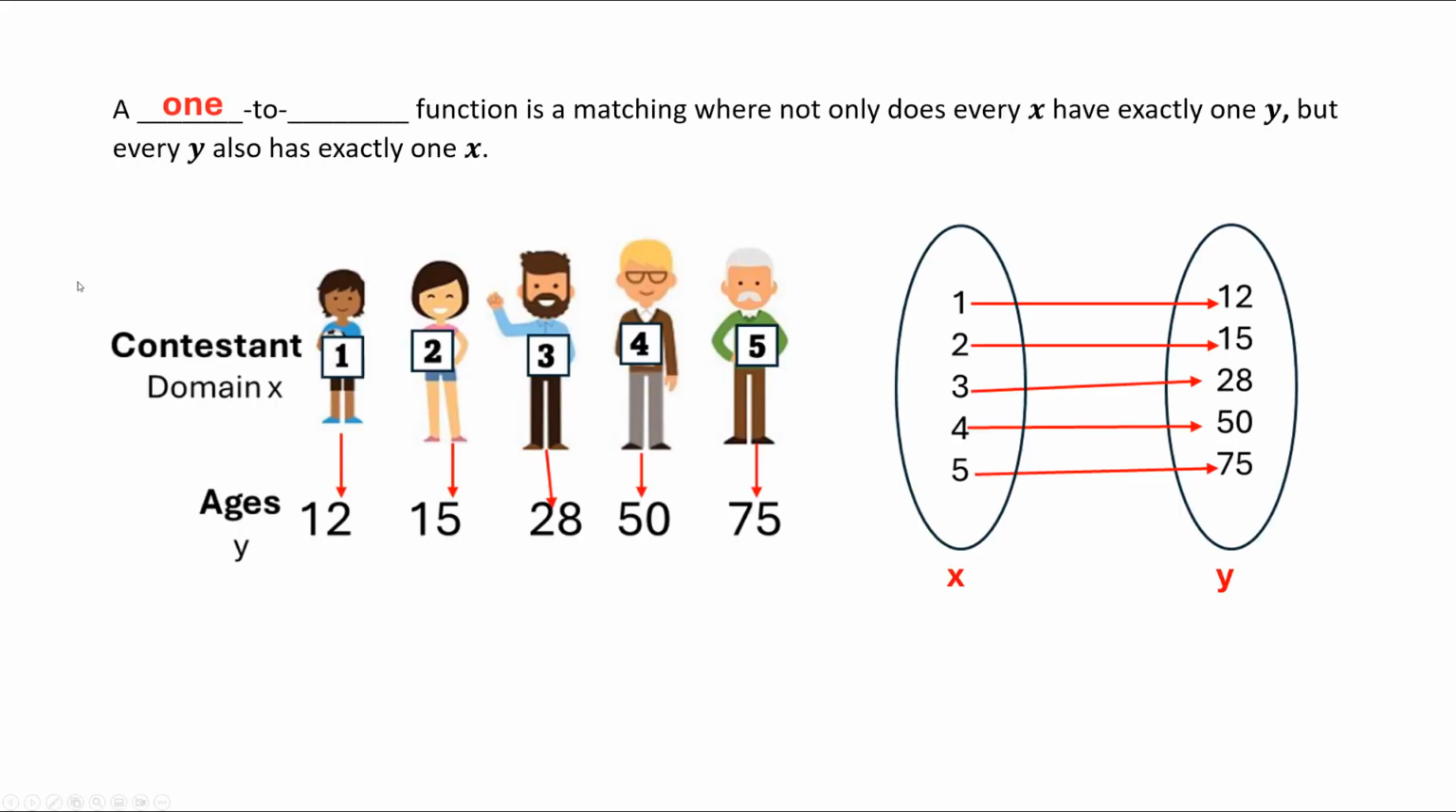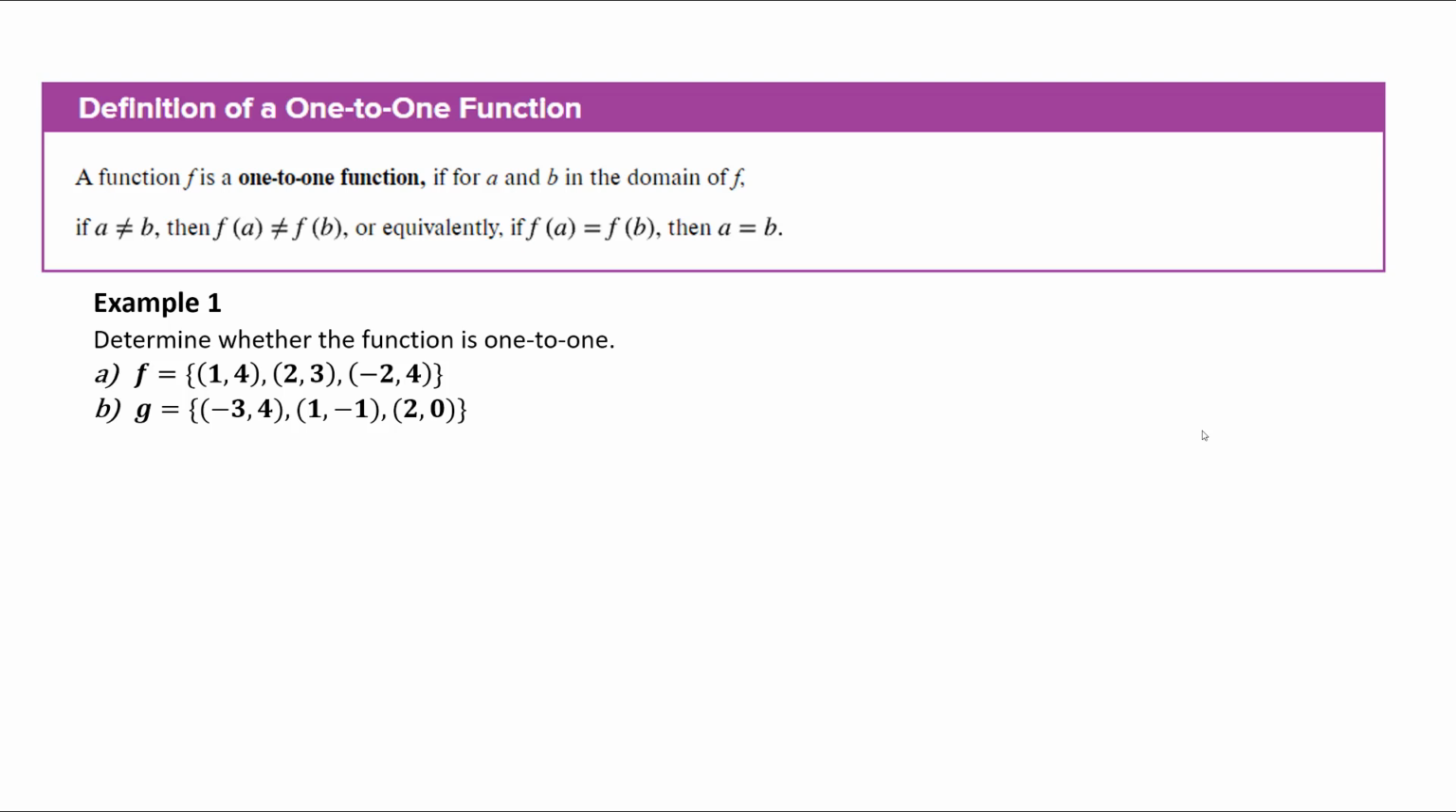A one-to-one function is what we're going to talk about now, and that is a matching where not only does every x have exactly one y, but every y also has exactly one x. So now you can see that in this particular grouping of people, there are no people who have the same age. Each person has one age, and for every age in this group of people, there's only one person that goes with it. So for every x, there's only one y, and for every y, there's only one x. So that is a one-to-one function.